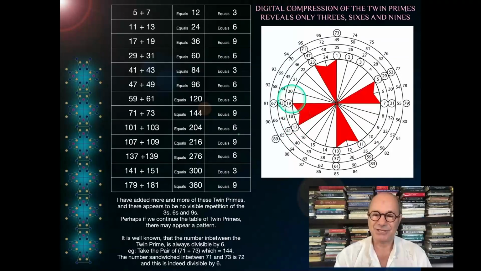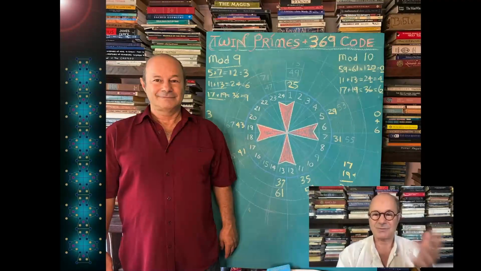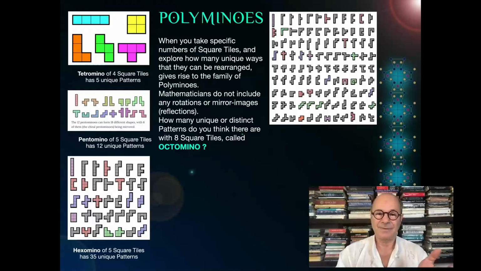But when you add the digits, like 17 plus 19 is 36, and it adds up to 9. So all the twin primes can either be a 3, 6 or 9. This is why digital compression, the art of subtracting 9 from all these big numbers, produces a relationship to this trinity.